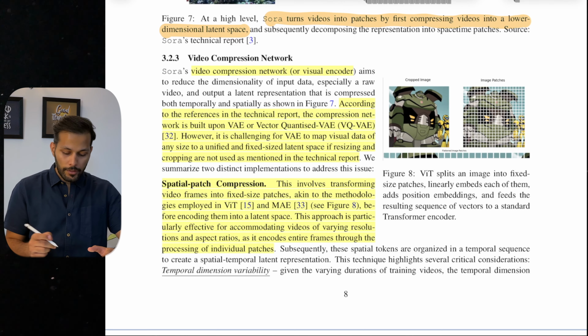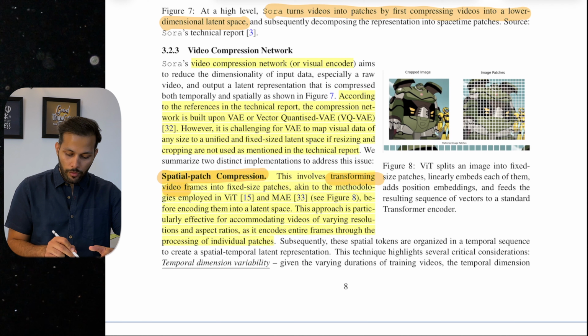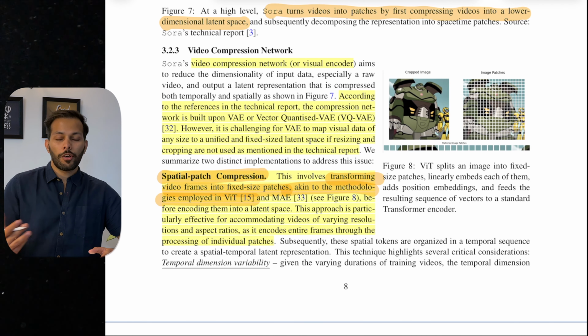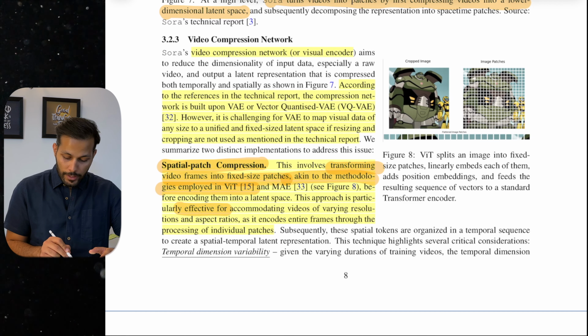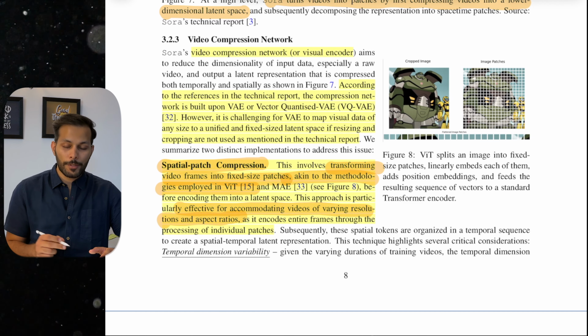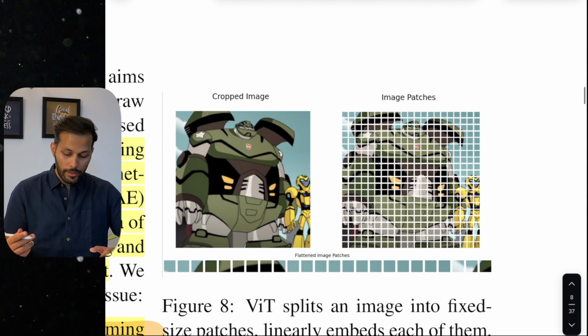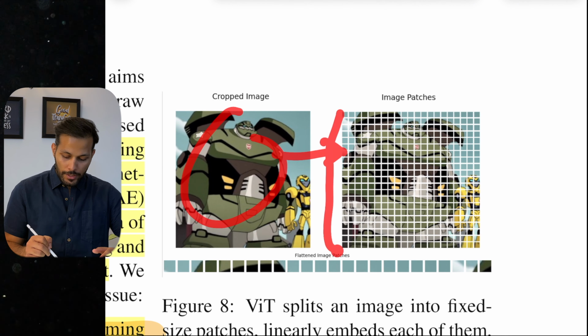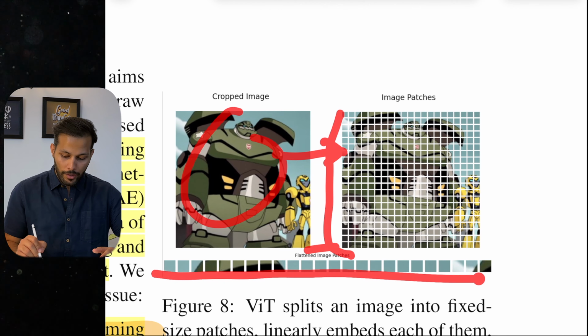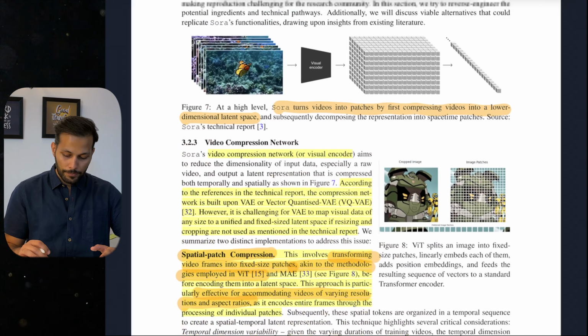The first technique that they mention is spatial patch compression, which involves transforming the video frames into fixed size patches, similar to the method applied in ViT. And this approach is particularly effective because it is able to accommodate varying resolution and aspect ratios. So what they mention, as I had discussed before, is that they crop the original image into different image patches, and then these image patches are flattened out and then fed into the model.